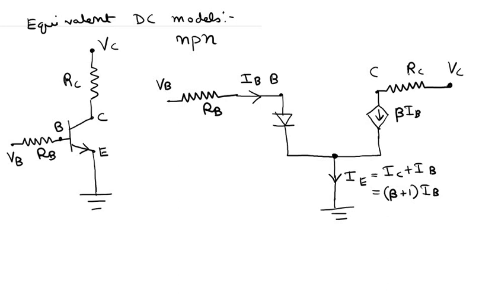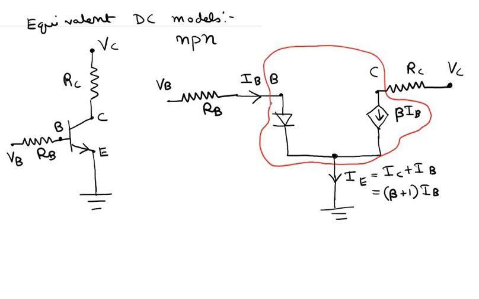So this is the equivalent model of this entire circuit. Now if we talk about the equivalent DC model of the transistor, only this portion which is inside this red closed loop is basically the equivalent DC model of the transistor. Okay, the resistors RB and RC are basically external to the transistor.